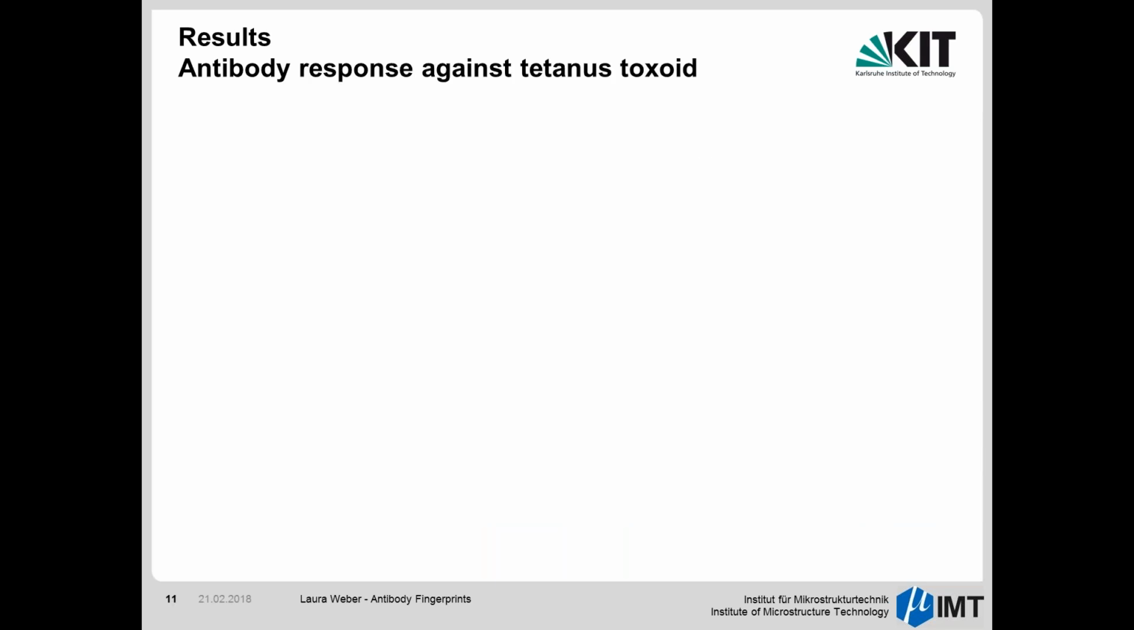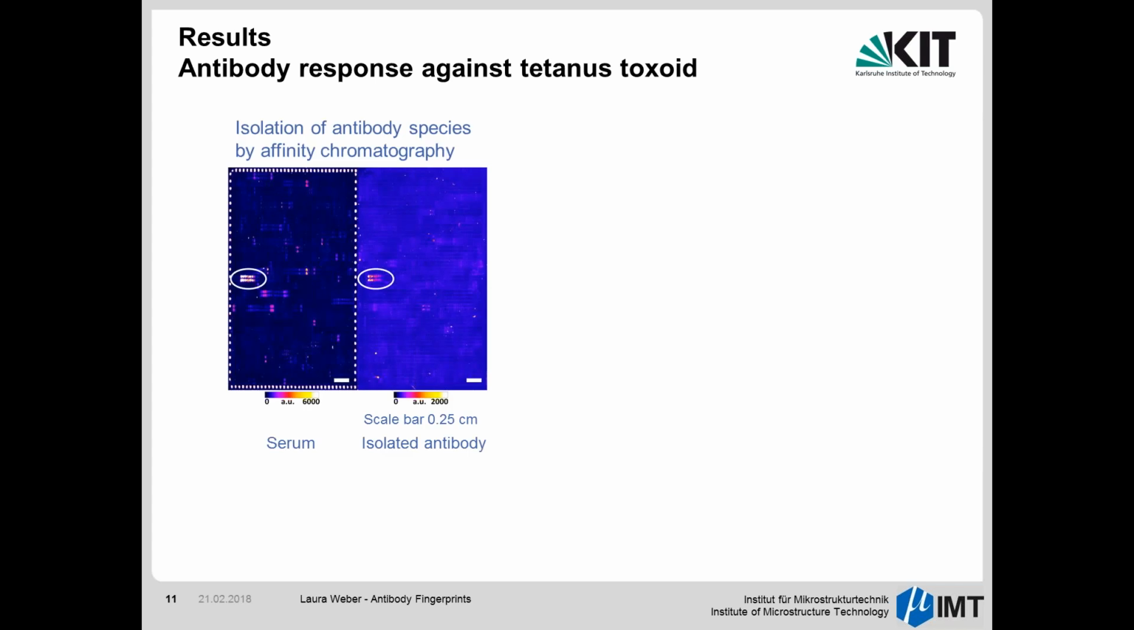In order to confirm the interaction of the identified antibody species with the folded toxin, we isolated the antibody from the serum of an individual by affinity chromatography. The first peptide of the epitope served as the ligand. The 2 fluorescent scans show the control incubation with serum prior to the isolation and with the isolated antibody. So we clearly see here that the isolation was successful.